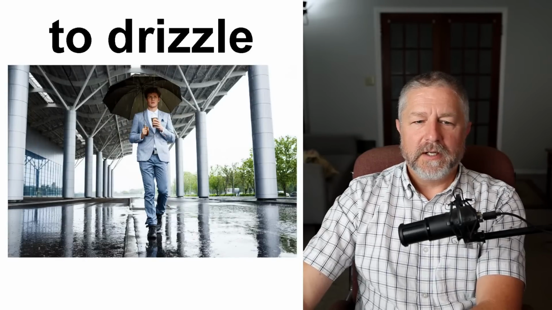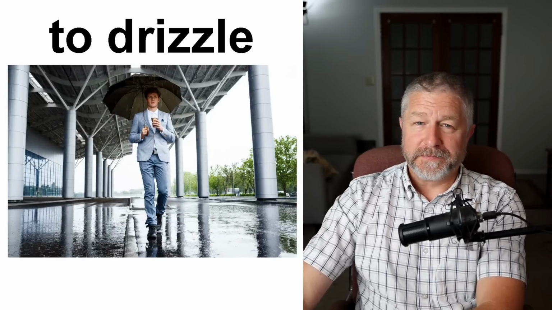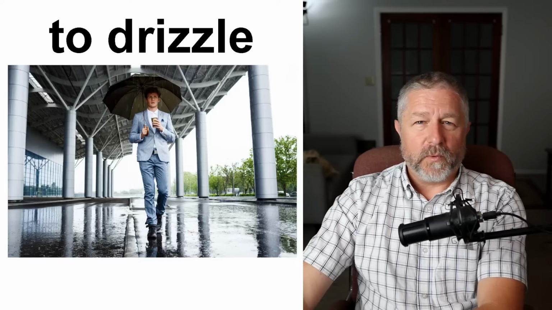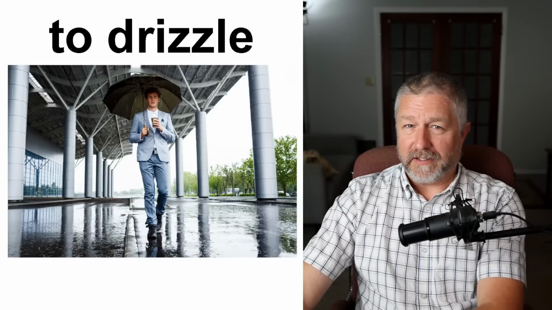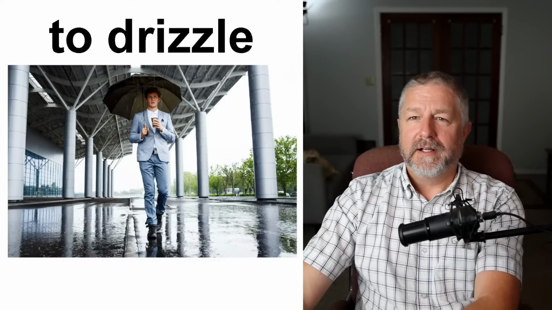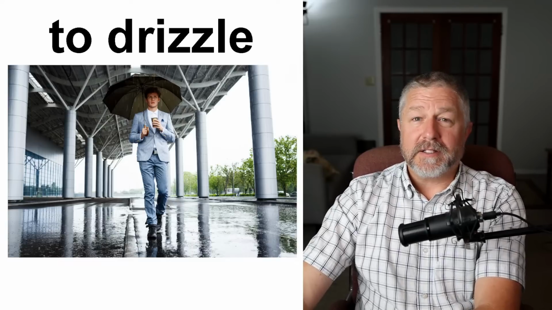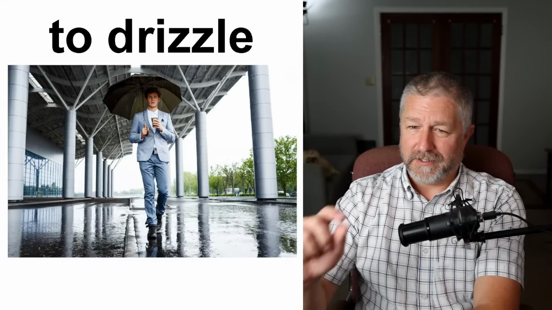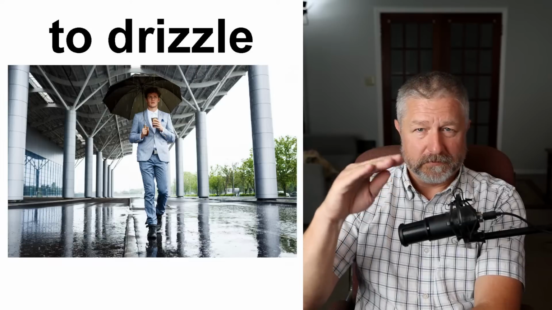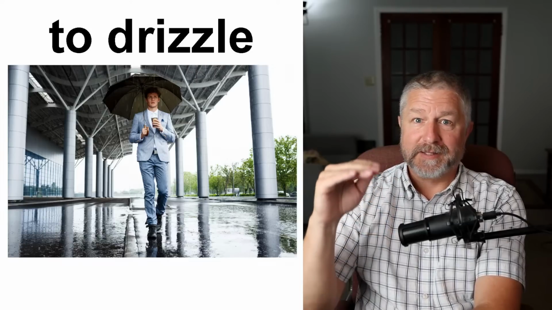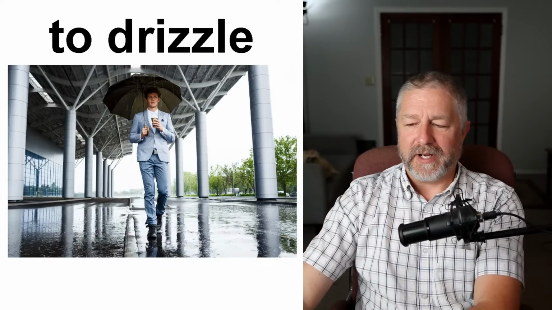To drizzle. This is what it's doing outside right now. There are a lot of different ways to describe rain in English. Sometimes we just say, there's just a mist outside. It's misting. It's drizzling. It's a little harder. It's raining. Harder than drizzling. It's pouring. Then it's really, really raining hard.